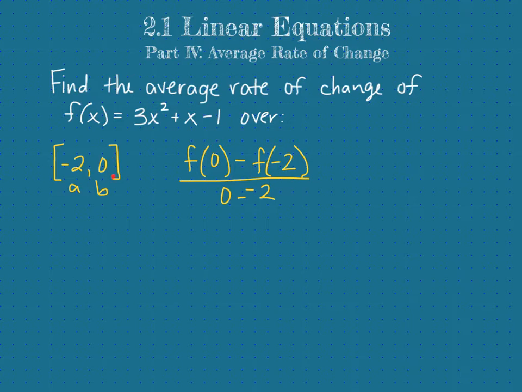And if you note in the interval, I'm always going to go from left to right. So this a value needs to be less than the b value. Okay, now how do we find f of 0 and f of -2? We plug them right into the function.